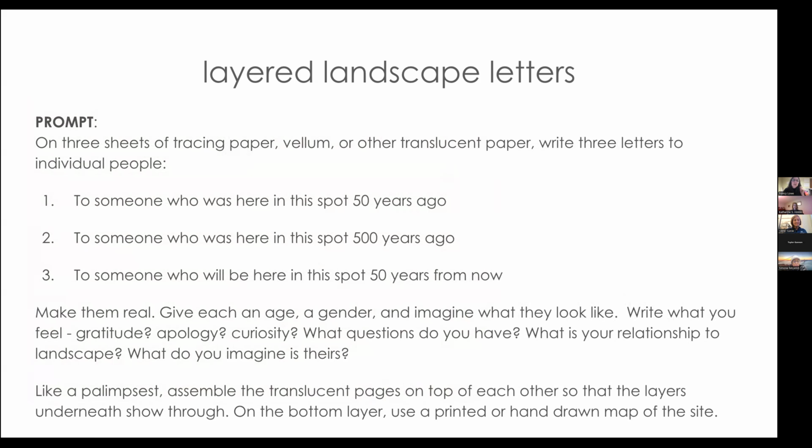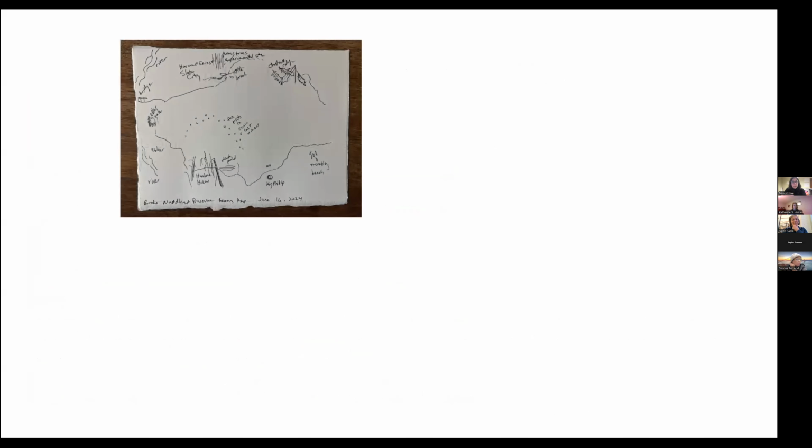And I ask students to be specific about this. Don't just say, dear person who was here 500 years ago. Pick a gender, and decide what is this person's role? Were they a blacksmith? What were they doing? And so this is just an example of what this might look like.